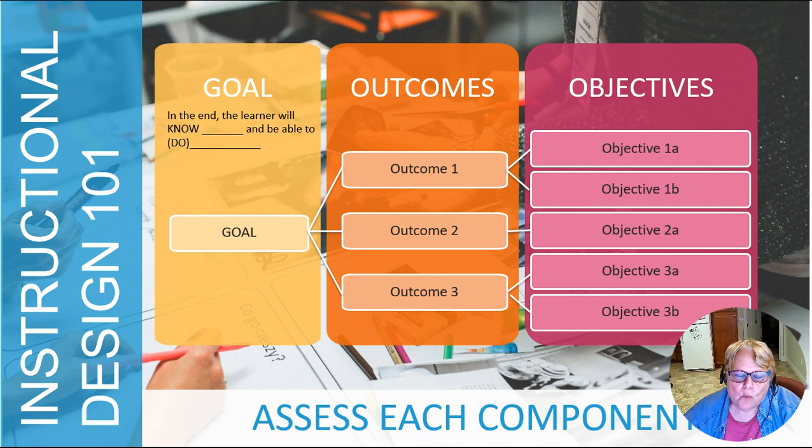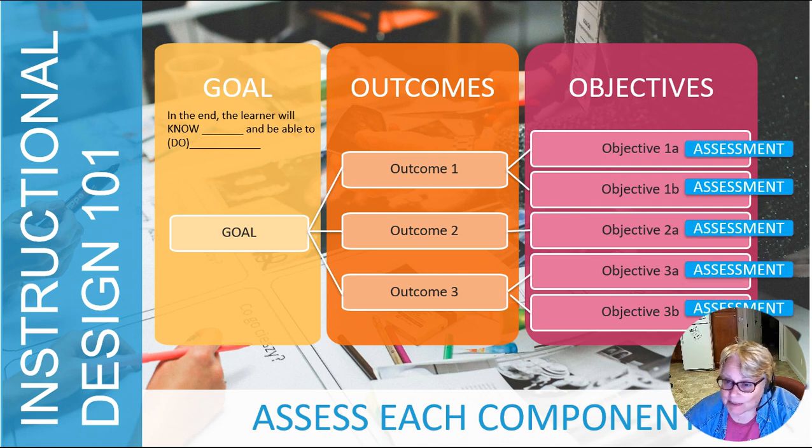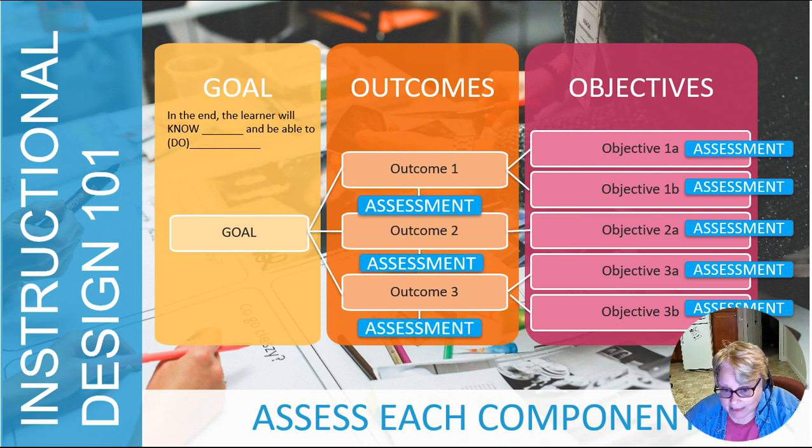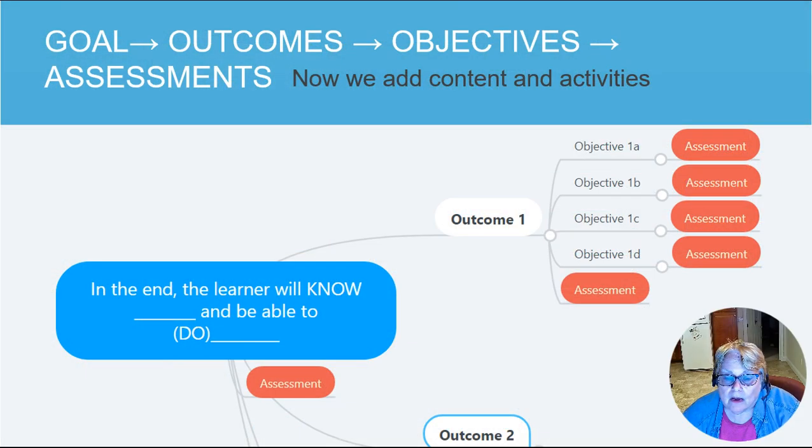So we want to assess each component. And so we write assessments for our objectives, we write assessments for our outcomes, and we write a final assessment for the goal. That's the big summative assessment at the end. And here's how it looks in the mind map. We've got our goal and our outcome and our objective, and then we put the assessment on, and I put an assessment for the outcome as well as the assessment for the individual objectives.